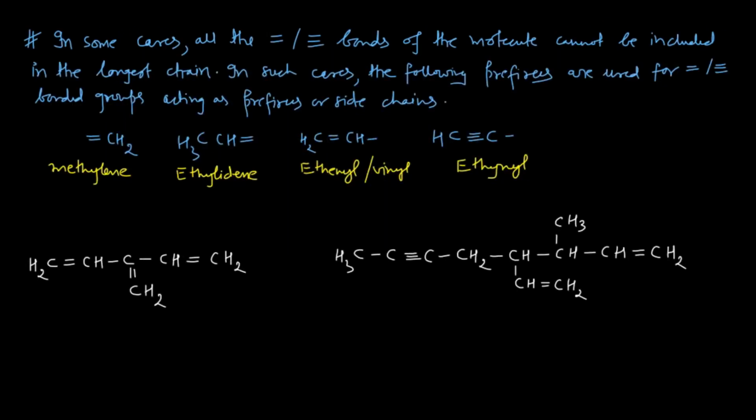Right. Now again, important things are coming here. Sometimes, guys, it may happen that you cannot include all the double bonds in the chain. Then one of the double bonds would be treated as a prefix, right? And others would be treated as the primary suffixes. In some cases, all the double and triple bonds of the molecule cannot be included in the longest chain due to the complexity of the molecule, right? In such cases, the following prefixes are used for the double and the triple bonds, right?